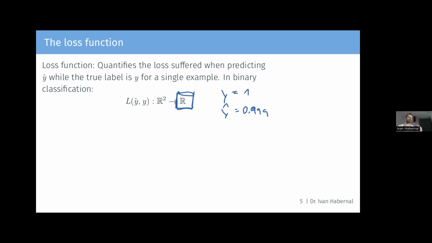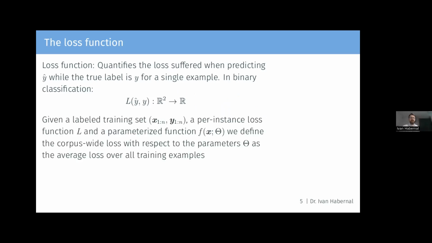We're trying to make it as small as possible for one example. So which means, given a labeled training set. Now this is about one single example, but we have a training set, which is a sequence of n training examples with x and y, so the input features and the labels. And we have this notion of loss per instance and the parameterized function f(x). So what is our parameterized function f(x) again? This is our linear function and the sigmoid. So this is the function mapping the input to the output.